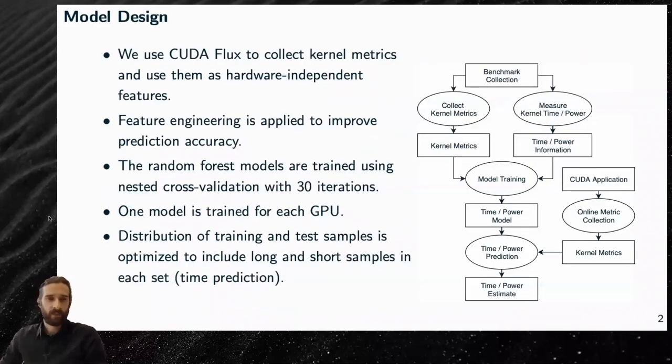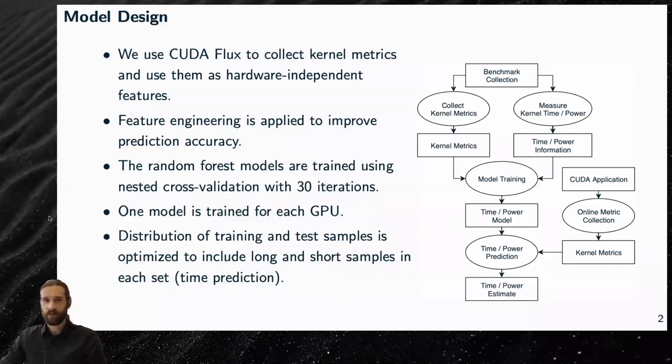So here's how the model is designed. We use CUDA Flux to collect kernel metrics, and we use them as hardware-independent features. And we apply feature engineering to group instructions, for example, floating point instructions or control flow instructions. And we also compute analytical features like the global memory volume which is being accessed. We then use random forests to train the model.